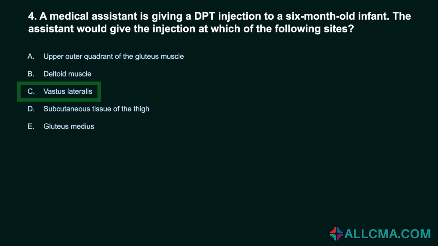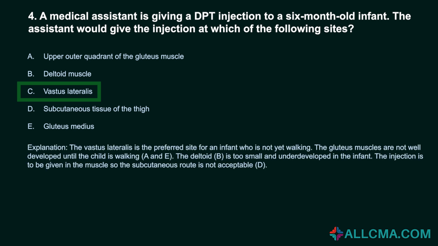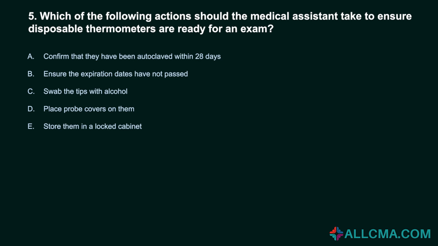Vastus lateralis. The vastus lateralis is the preferred site for an infant who is not yet walking. The gluteus muscles are not well developed until the child is walking, A and E. The deltoid, B, is too small and underdeveloped in the infant. The injection is to be given in the muscle, so the subcutaneous route is not acceptable, D.